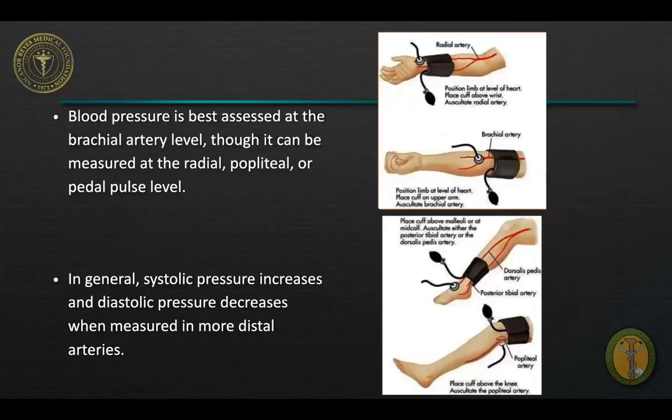Blood pressure is best assessed at the brachial artery level, though it can be measured at the radial, popliteal, or pedal pulse level. In general, systolic pressure increases and diastolic pressure decreases when measured in more distal arteries.